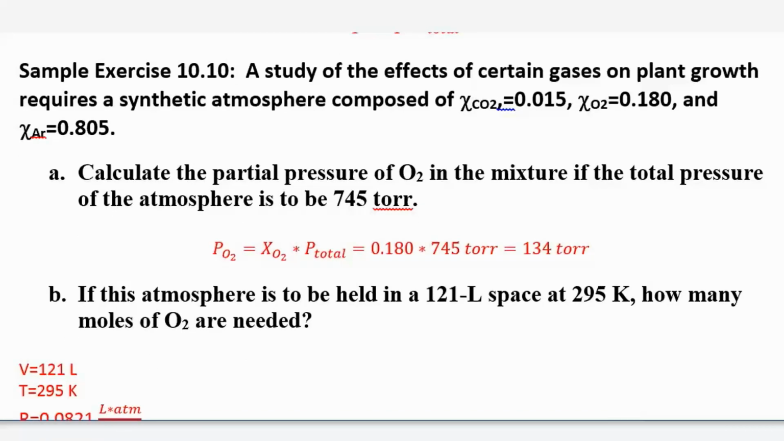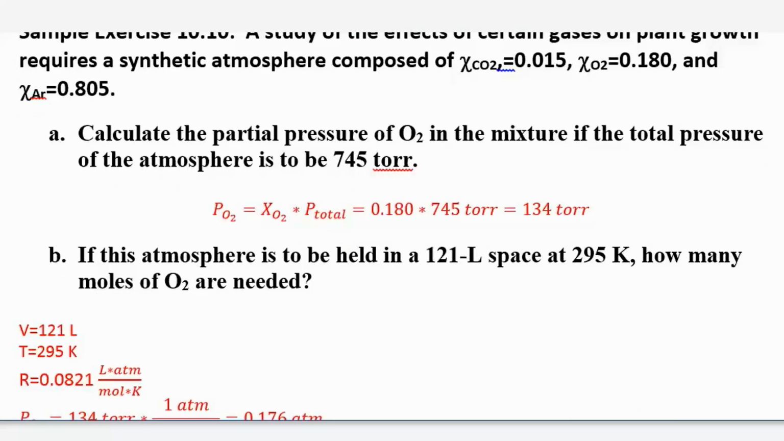And in this example, they use mole fractions here. So they give you the mole fractions of each one. So mole fraction of carbon dioxide, mole fraction of oxygen and of argon. And then they ask, calculate the partial pressure of oxygen if they give you a total pressure. So they give us the total pressure, and they also give us the mole fraction up on top. So I just have to multiply the mole fraction by the total pressure, and I get the partial pressure of oxygen. You could find the partial pressure for any of these other gases the exact same way. They just asked about oxygen in this one.